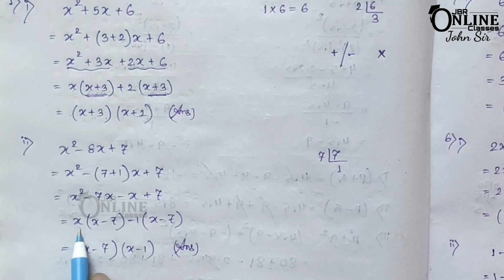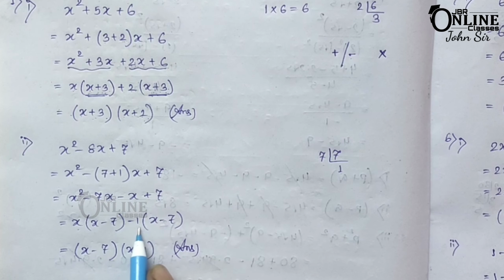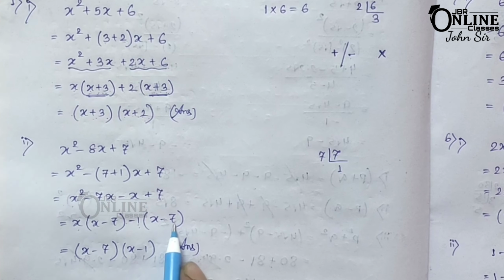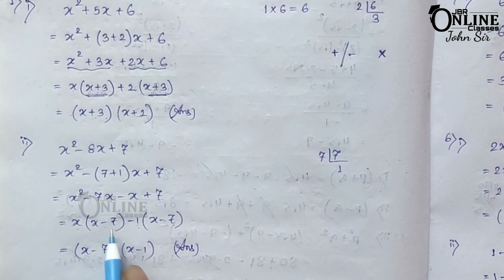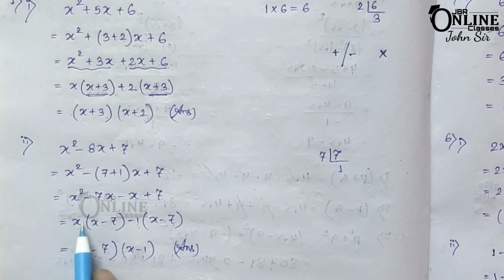From the first two terms x will be common. From the next two terms, as there is no common term, you can just take 1 common. So it becomes x minus 7. So the final answer will be, as here x minus 7 is common, write one time x minus 7 and the remaining portion x and minus 1.